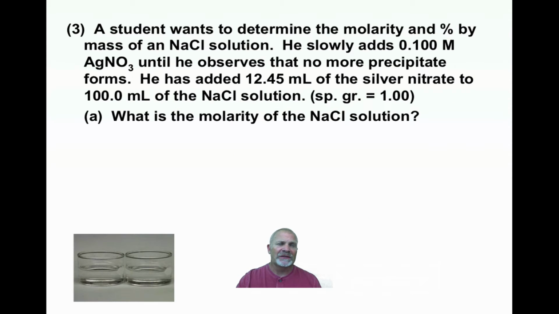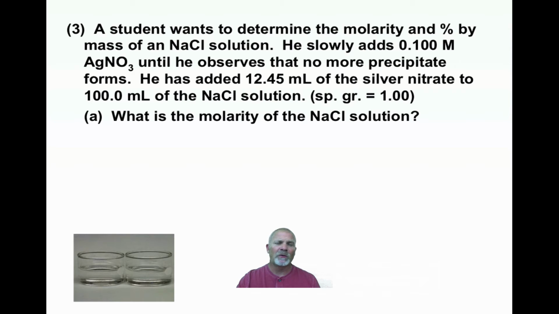The next question says the student wants to determine the molarity and percent by mass of a sodium chloride solution. So the student slowly adds 0.1 molar silver nitrate until he observes that no more precipitate forms. He had added 12.45 milliliters of silver nitrate to 100 milliliters of a sodium chloride solution. And the specific gravity of the sodium chloride solution is important. I provide that specific gravity for you. So basically, I've given you density.